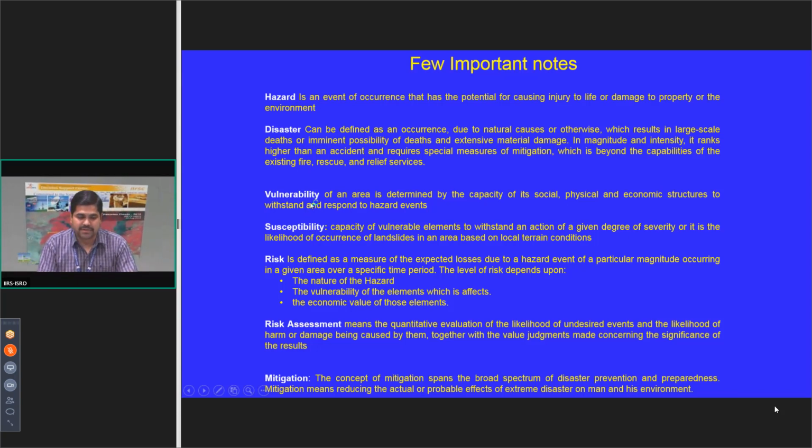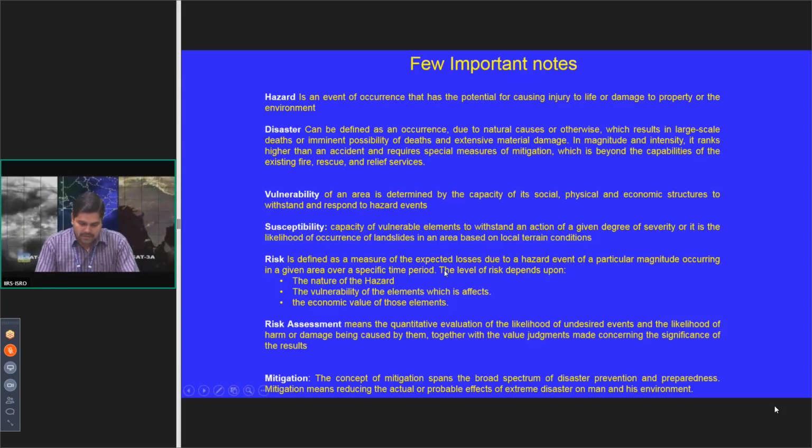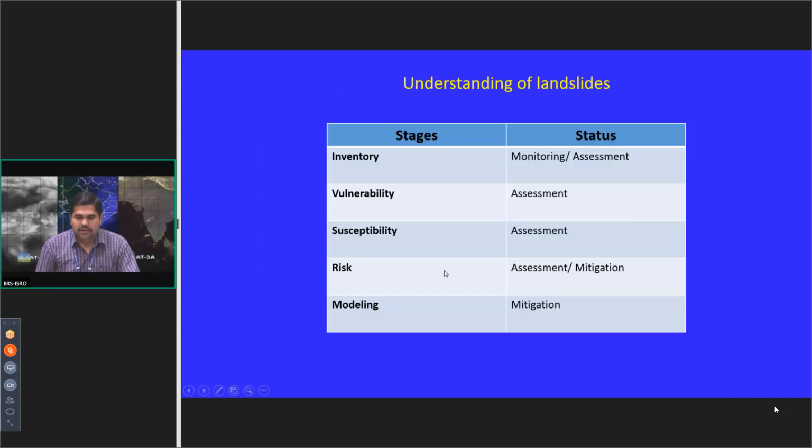Vulnerability, as I have described, is element specific. Now if I combine these two, I get a term called risk. Risk is basically a function of both susceptibility and vulnerability. There are other functions, but we're not going to discuss them here today.